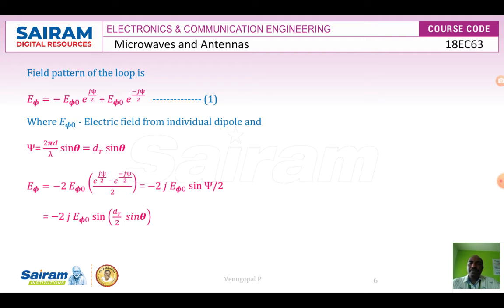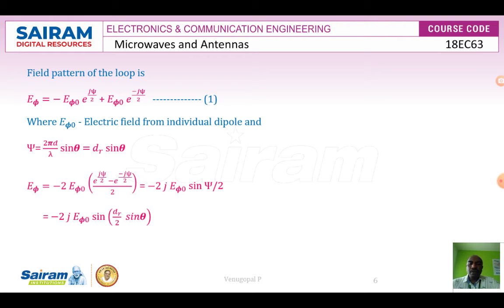Dear students, from equation 1, take -E_θ0 common. What you will get? You will get -E_θ0 into (exp(jψ/2) - exp(-jψ/2)). Next, what you can do? Multiply and divide it by 2. Then you will get E_θ = -2E_θ0 into (exp(jψ/2) - exp(-jψ/2)) divided by 2.